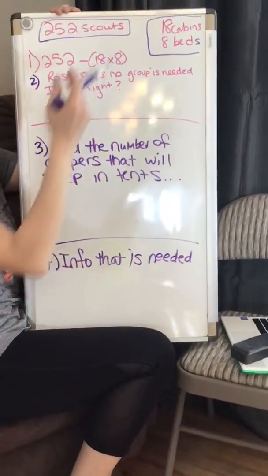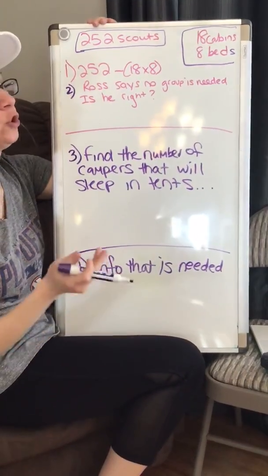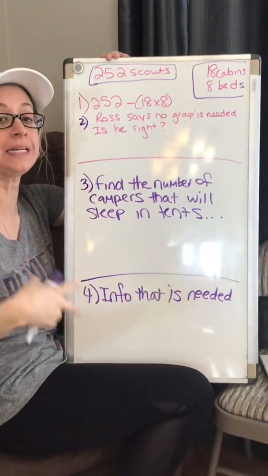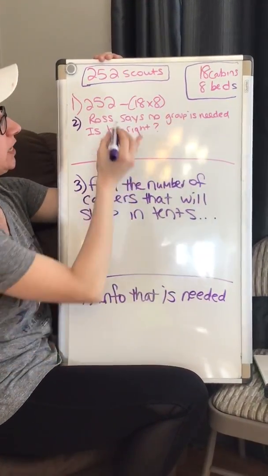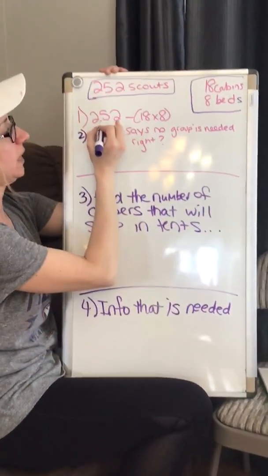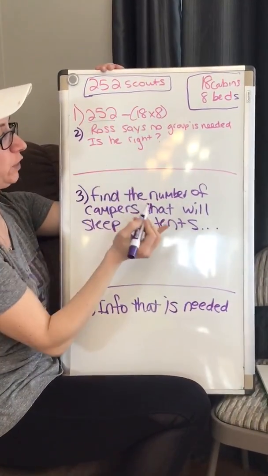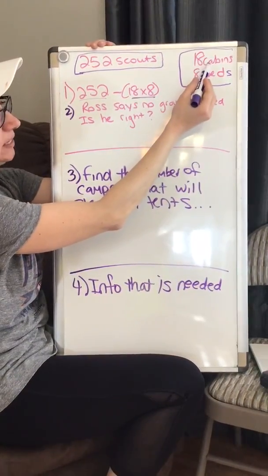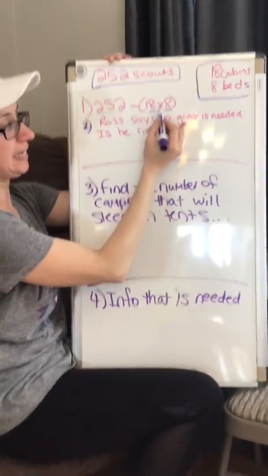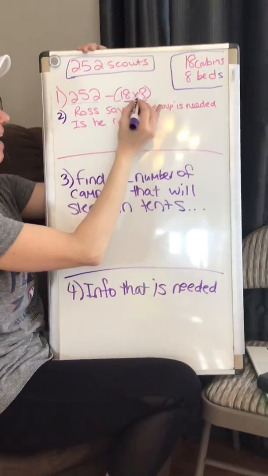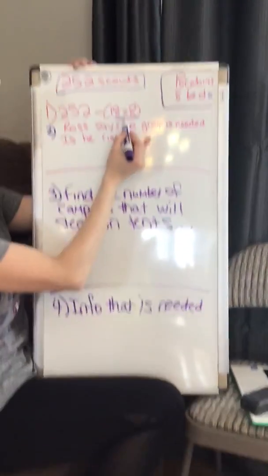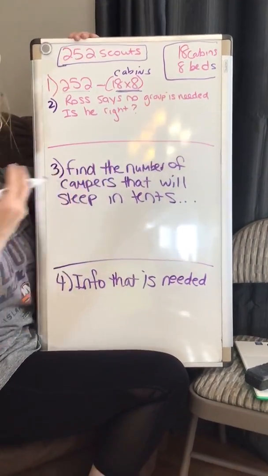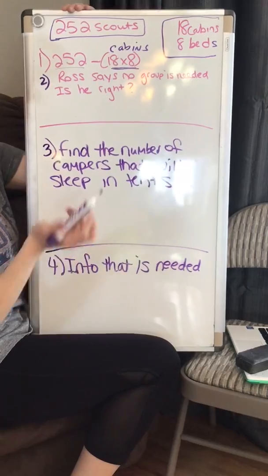So there were a couple of different questions that went along with this information. So the first question was, could you write a numerical expression showing how to figure out how many scouts had to sleep in tents? So the expression that we were looking for here is the total scouts, which is 252, minus 18 times 8. And we have 18 cabins and 8 beds per cabin. So the 18 times 8 will tell us how many scouts will sleep in cabins. And then whatever's left over after you subtract will tell you how many scouts will have to sleep in tents.